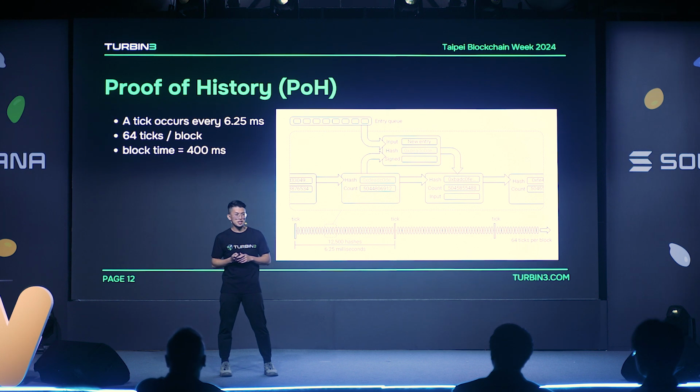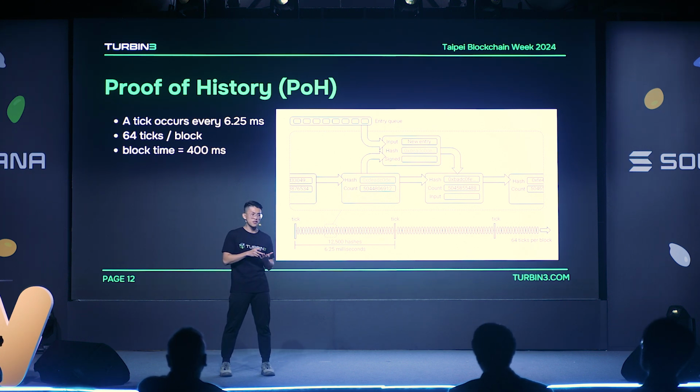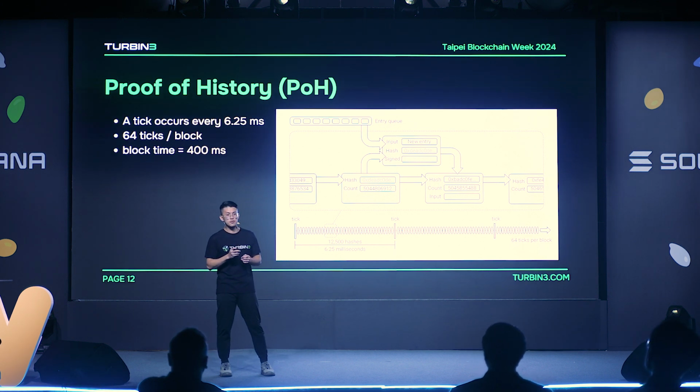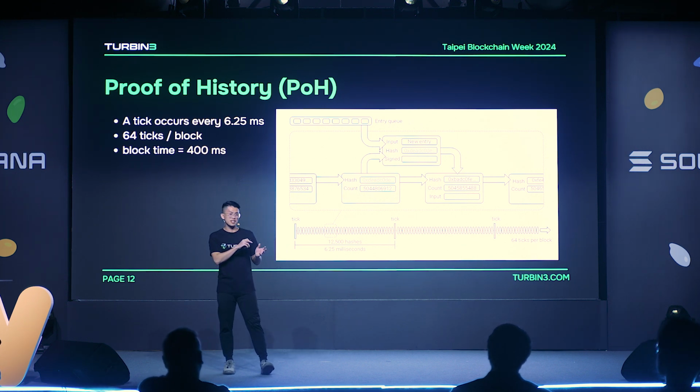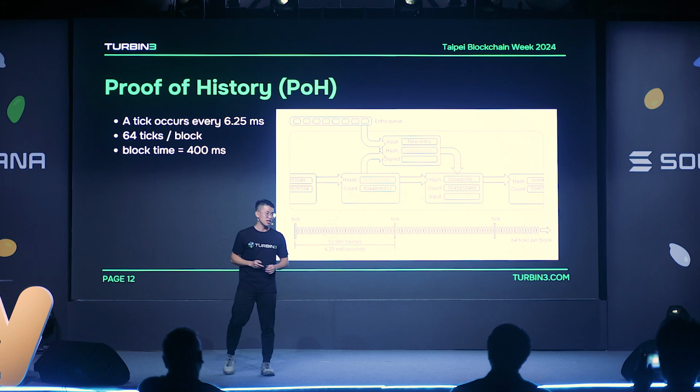Let's take a look at this diagram. You can see that every 6.25 milliseconds there will be a tick, and there will be 12.5 thousand hashes included right there. Yeah, I know it's a bit technical, but this is the secret sauce of Solana.